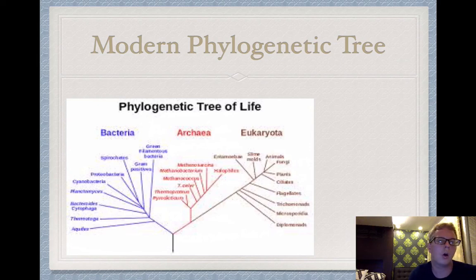All right, so our last slide here to finish this up for tonight to give you an overview is the modern phylogenetic tree. And so we've got bacteria, archaea, and eukaryota. And we will be talking about this more in class on Tuesday and using it to identify some different organisms. So come to class, have the notes done, bring your questions and be ready to learn. Thank you.